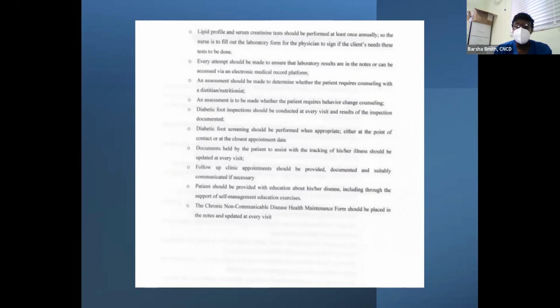And I cannot stress it enough that every patient that has diabetes must have their foot inspected or assessed by the foot assessment nurse every visit. So inspection is every visit, but the foot screening is based on their scores.